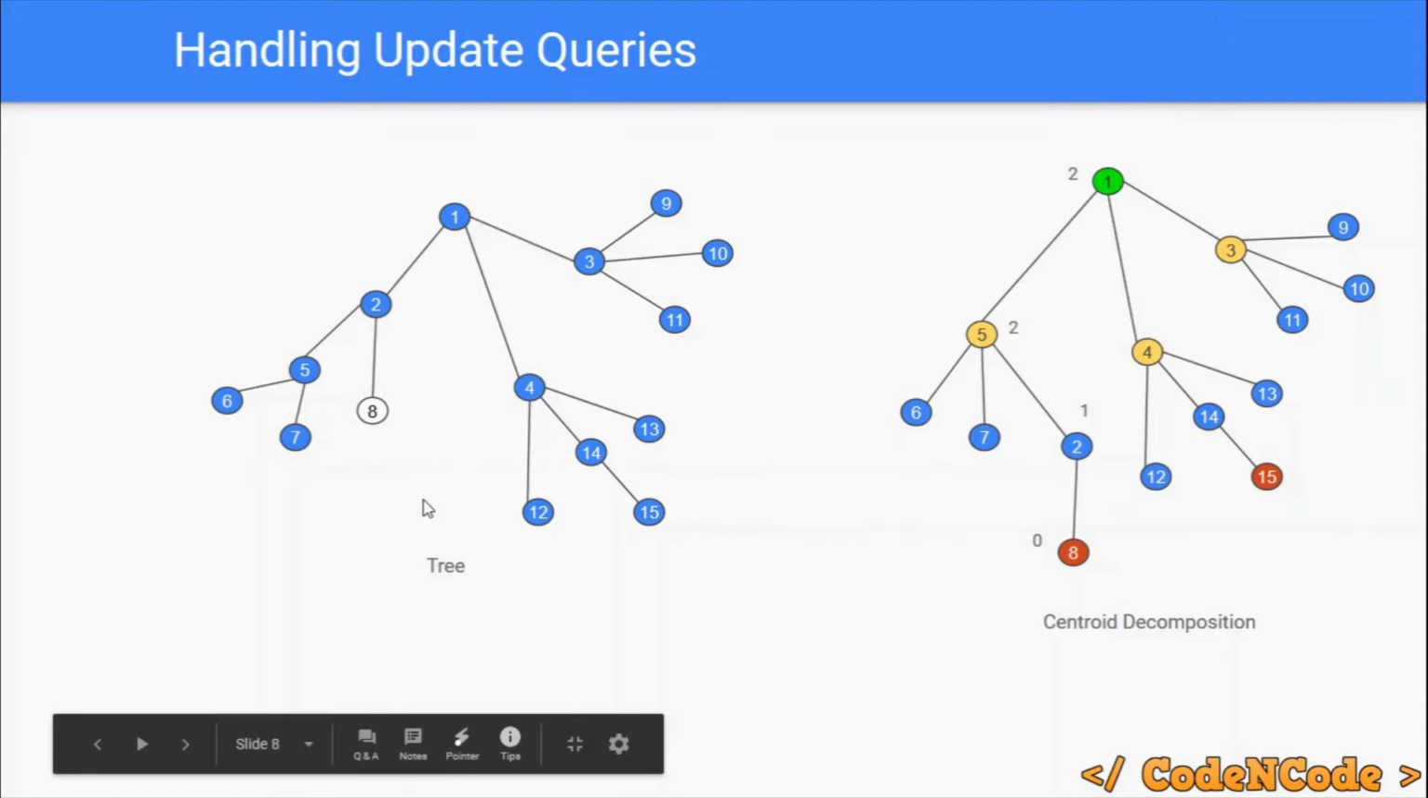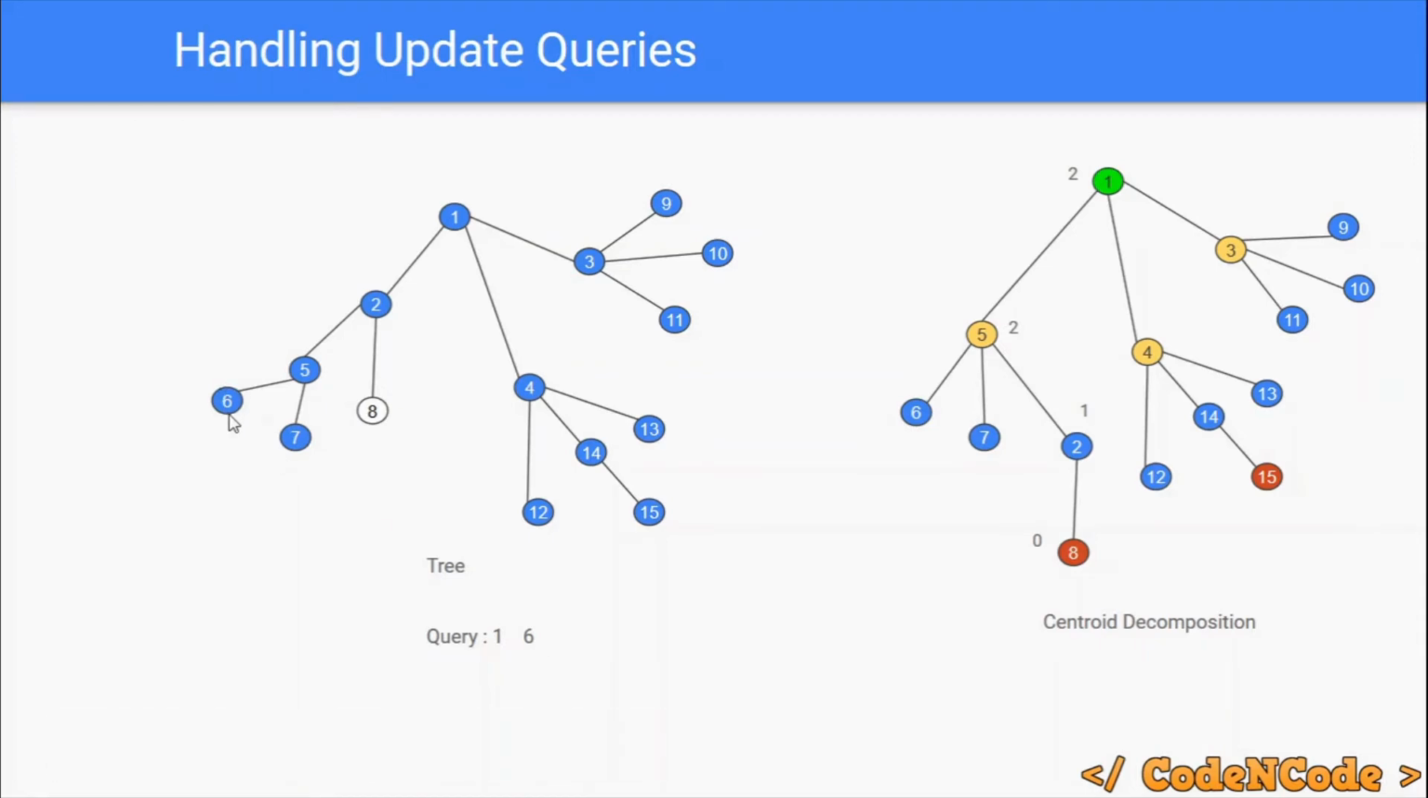Suppose there was another update at node 6, so there is one more query of type 1 at node 6. So node 6 needs to be colored white as well. Now we need to update 6, 5 and 1. So now we'll go to update 6. Of course 6 is at distance 0 from 6, and 0 is smaller than infinity, so it would be updated to 0.